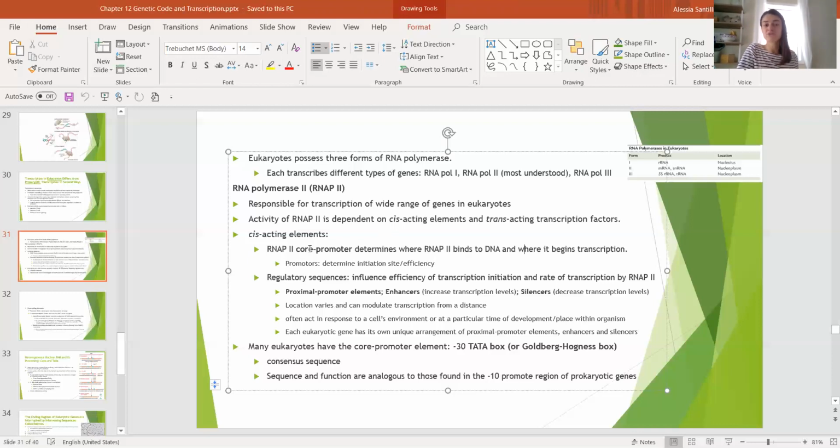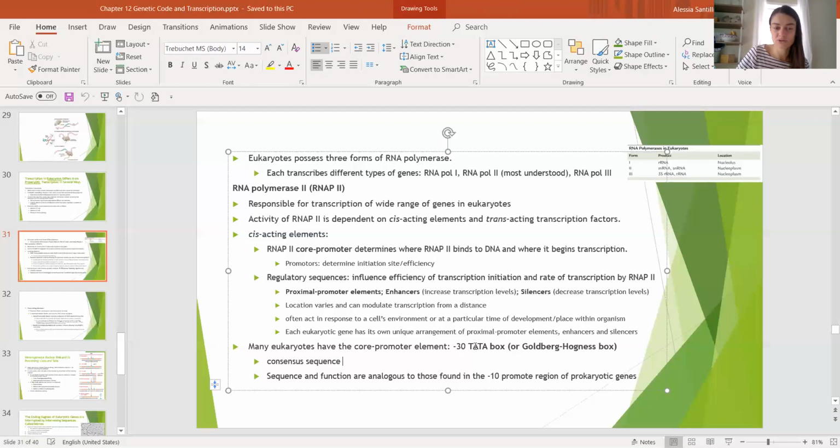We do have a few kinds of specific elements and consensus sequences in eukaryotes. We have one that's very similar to the Pribnow element or sequence in bacteria. It's called the TATA box, also known as the Goldberg-Hogness box. But to be frank, not many people say Goldberg-Hogness because that's a mouthful. Usually it's called the TATA box. And that's found at -30, so it's found 30 nucleotides prior to the transcription start site.